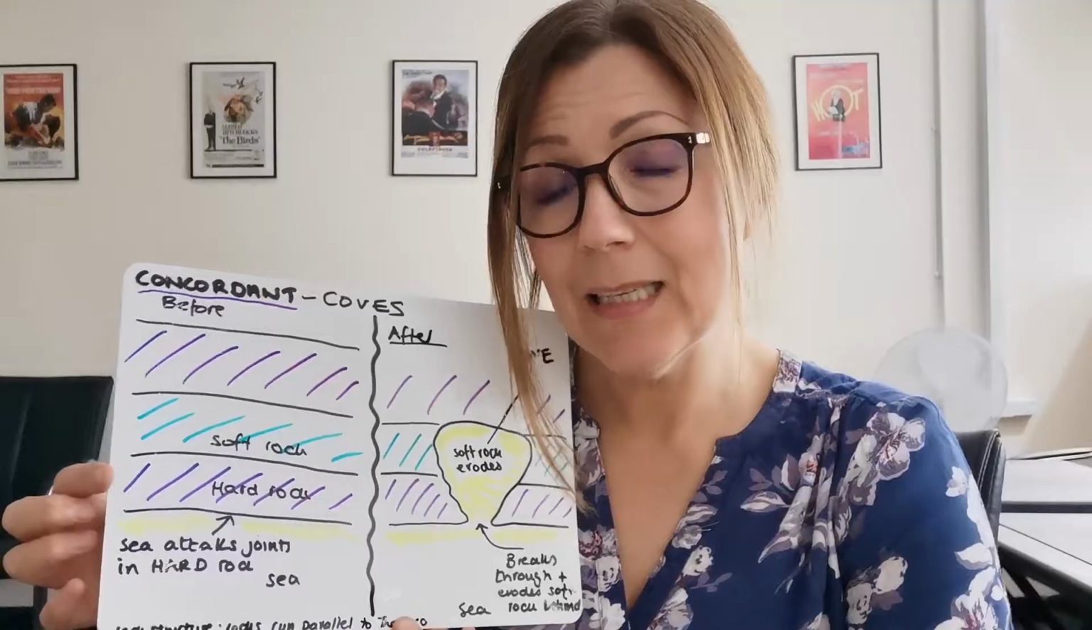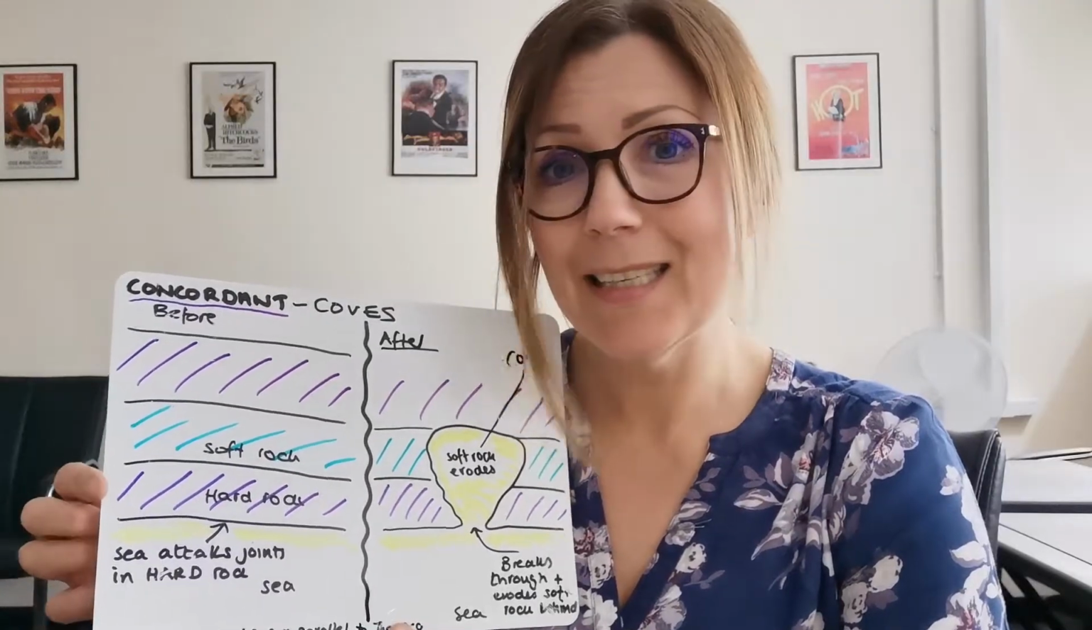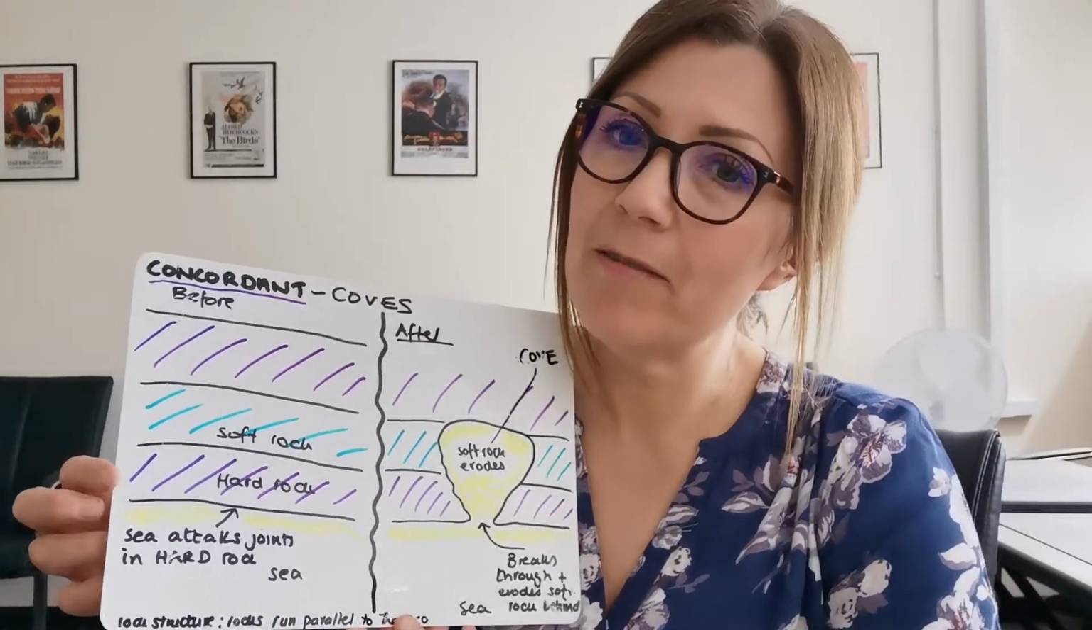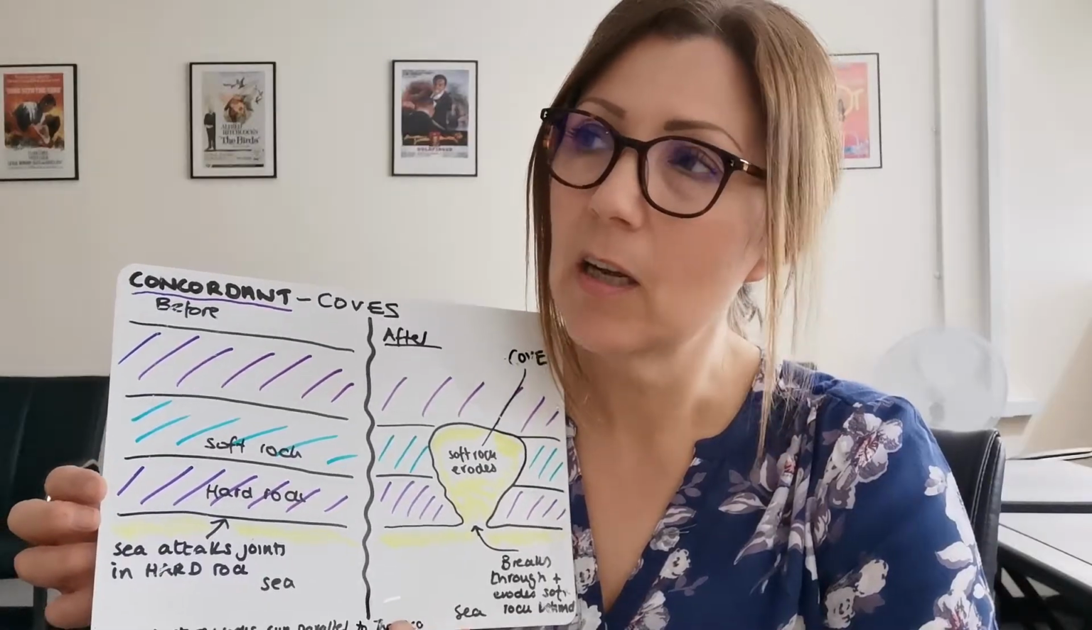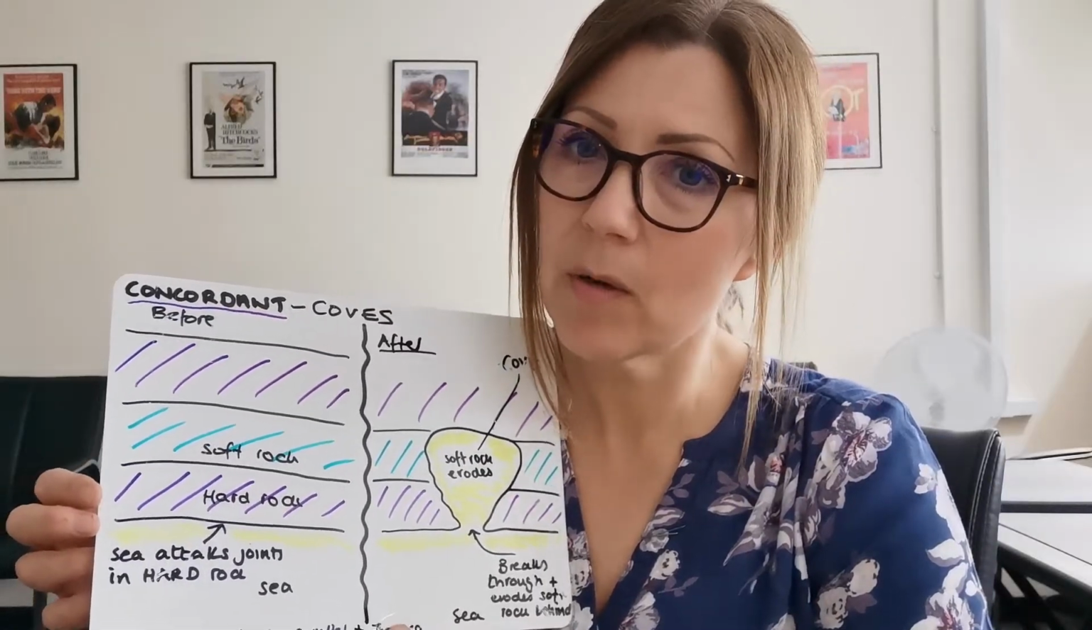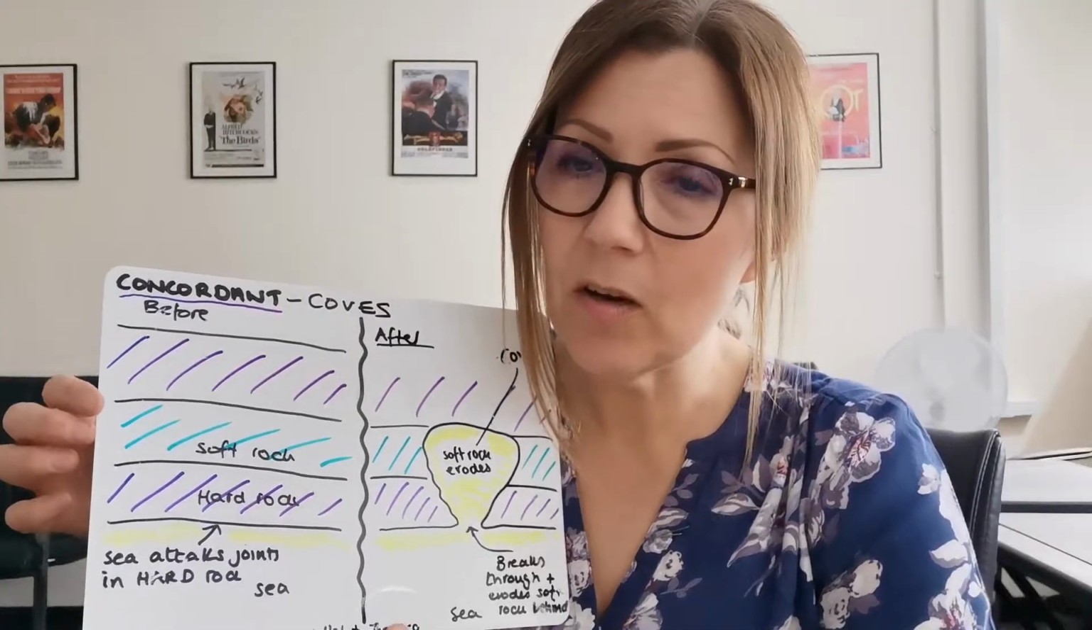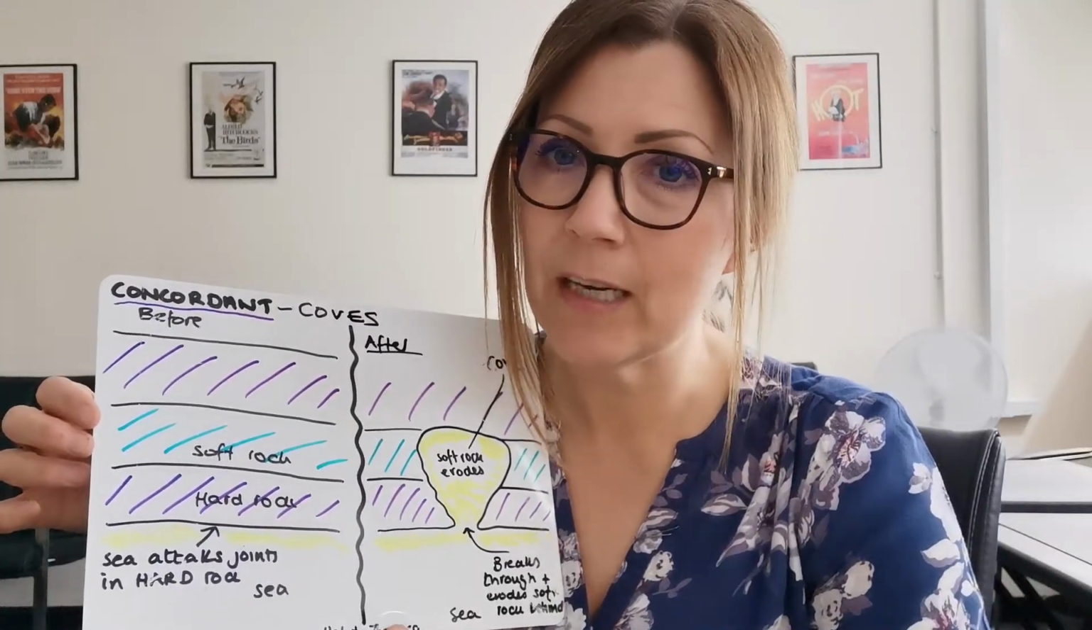So what that means is this is almost like a wall that faces the sea, and if it's hard rock then it will be very resistant and it will be quite difficult for the sea to actually break through this rock because it's very hard. If it was a softer band of rock, then it will be eroded really, really quickly.